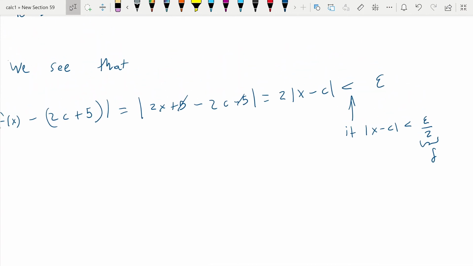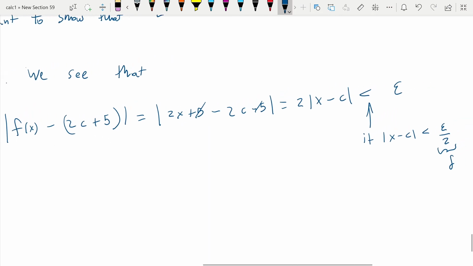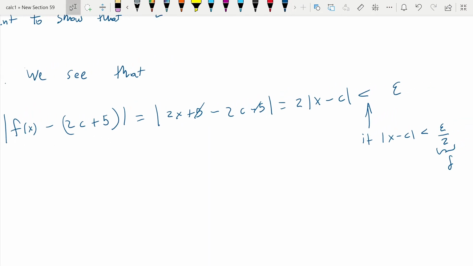So you write down the absolute value of f of x minus the limit, and then you proceed in this way, making all cancellations. You may use some inequalities, and at the very end, you impose that this ends up being less than epsilon. In order to make that quantity smaller than epsilon, you need to make some assumptions on the distance between x and the point c.